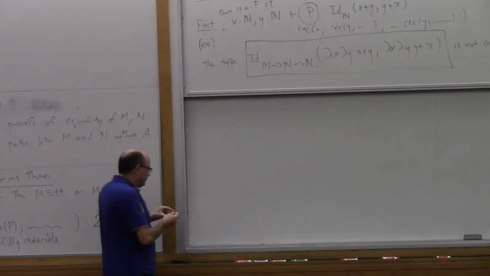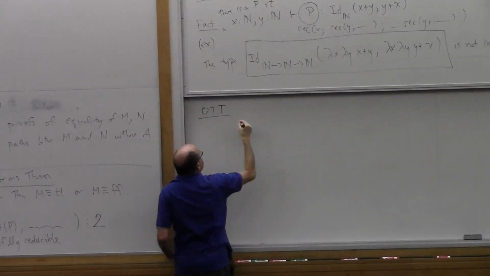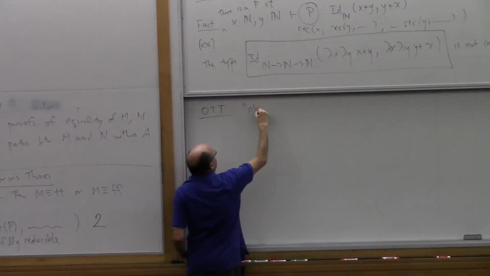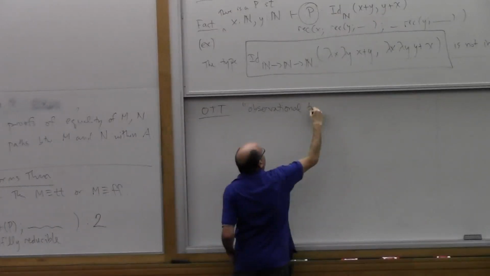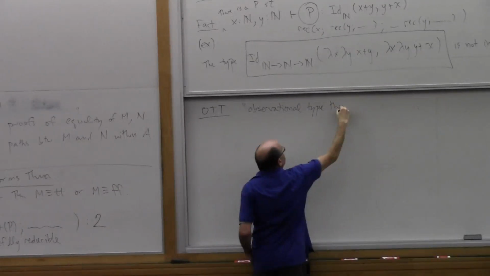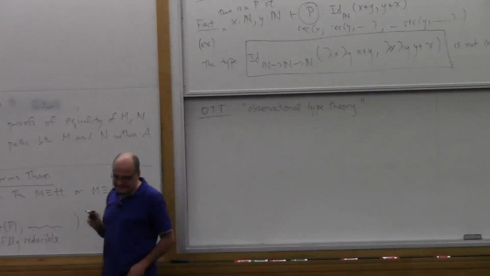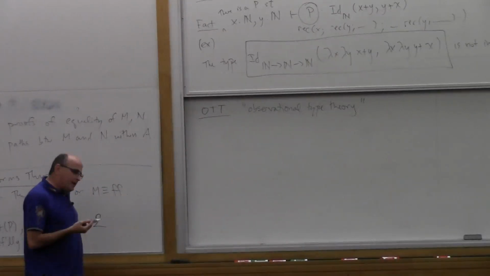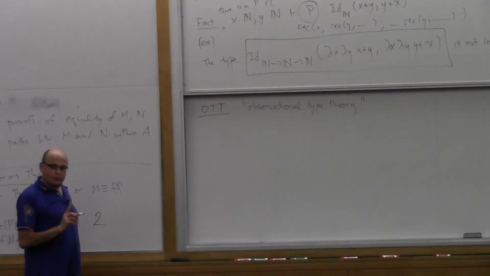Okay, now there's something else called OTT. You'll like that. I don't know why it's called this really, but it's called observational type theory. I don't know what I would call it, but there's an interesting and useful idea here. It's another attempt at dealing with the idea that types are sets. So they're going to be homotopically discrete, but it's done in a different way.